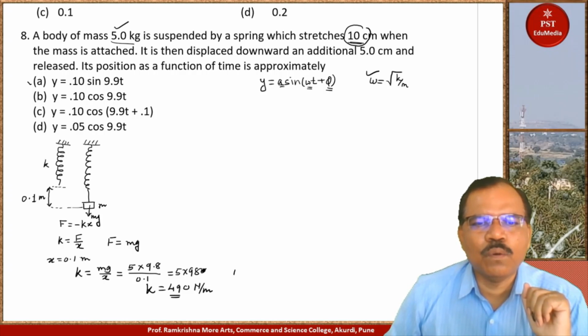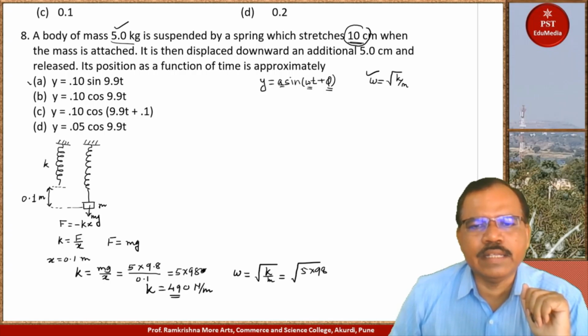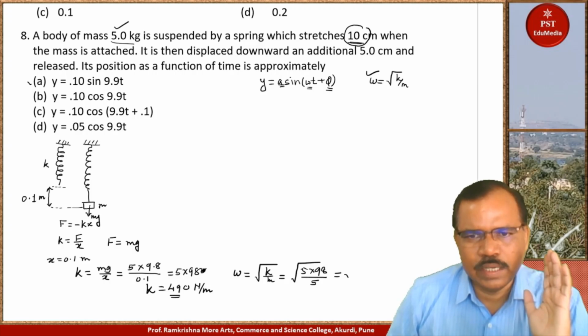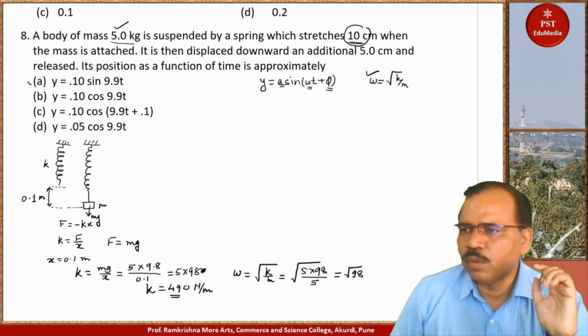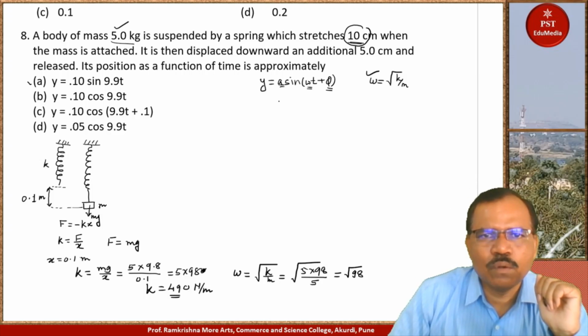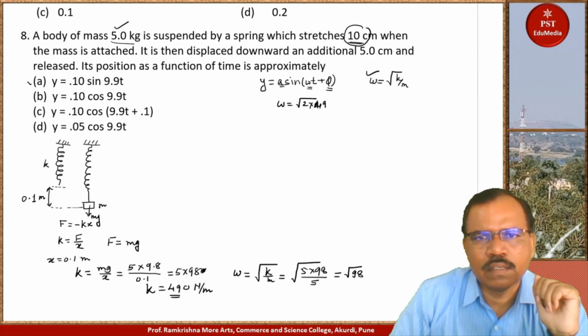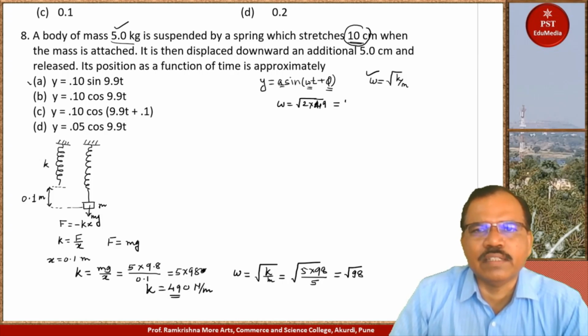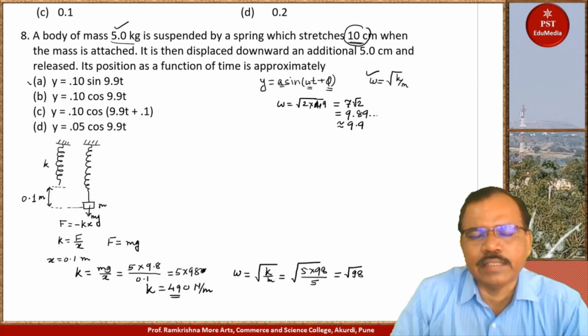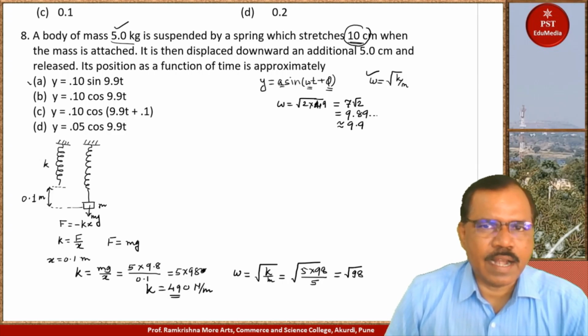So what is omega? Omega is equal to under root k by m. Now here it is 5 into 98 divided by 5. Mass is 5 kg. So we will get root of 98. So omega is root of 2 into 49. Root of 49 is 7, so 7 root 2. This is 9.89 something, so approximately equal to 9.9. So we got omega is equal to 9.9 radians per second.